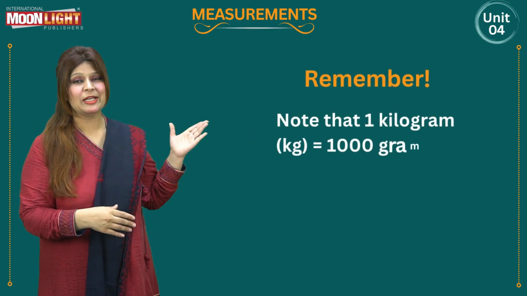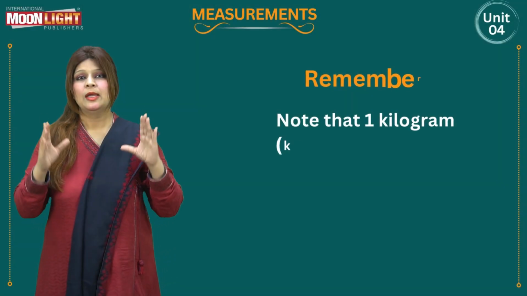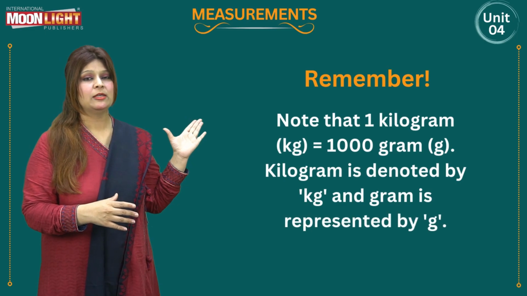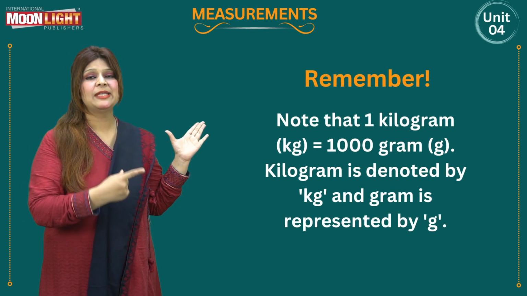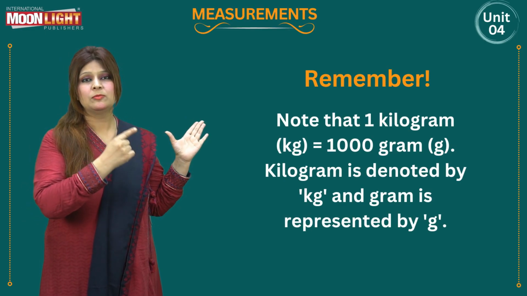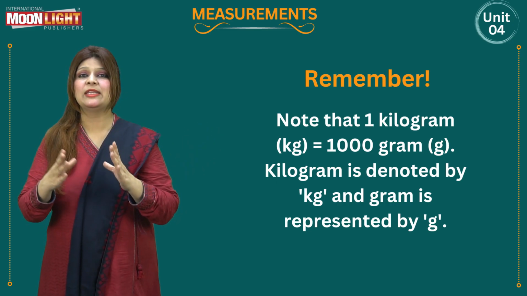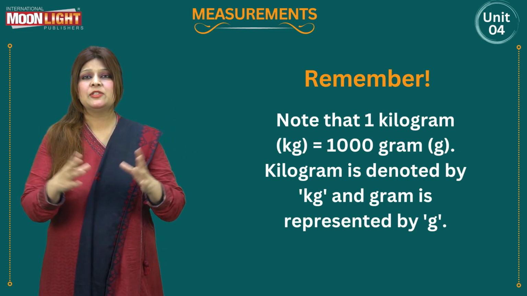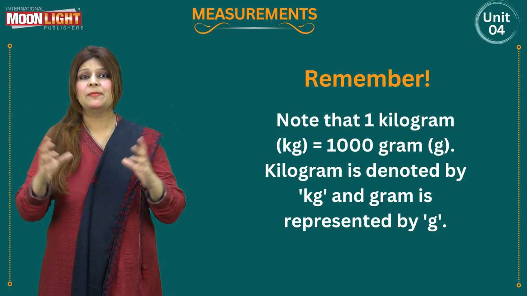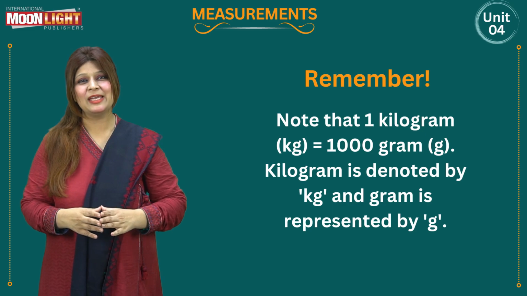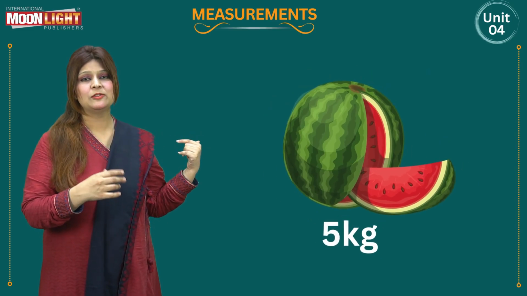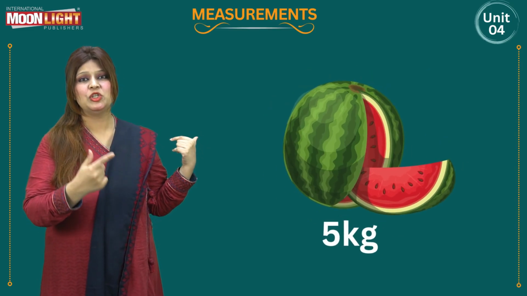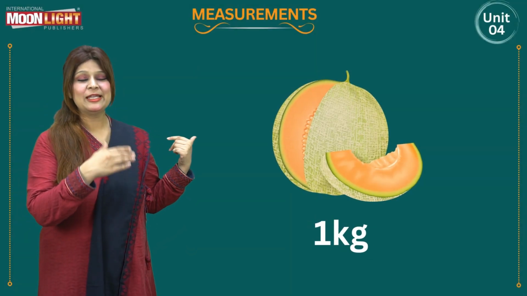Now check out this example. Here we are going to remember one thing. Note that 1 kilogram, that is kg, with small k and small g, is equal to 1000 grams. Kilogram is denoted by kg and gram is denoted by small g. So here check out the watermelon. This watermelon is 5 kg. You can check this in the picture.